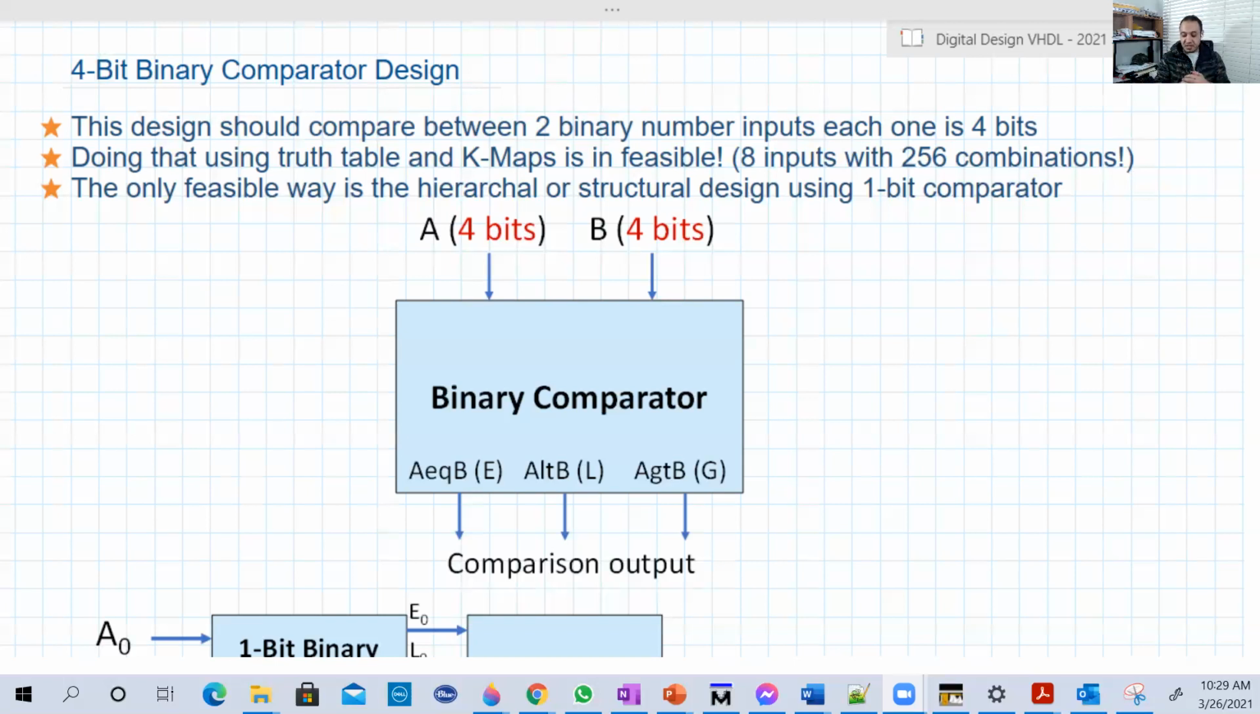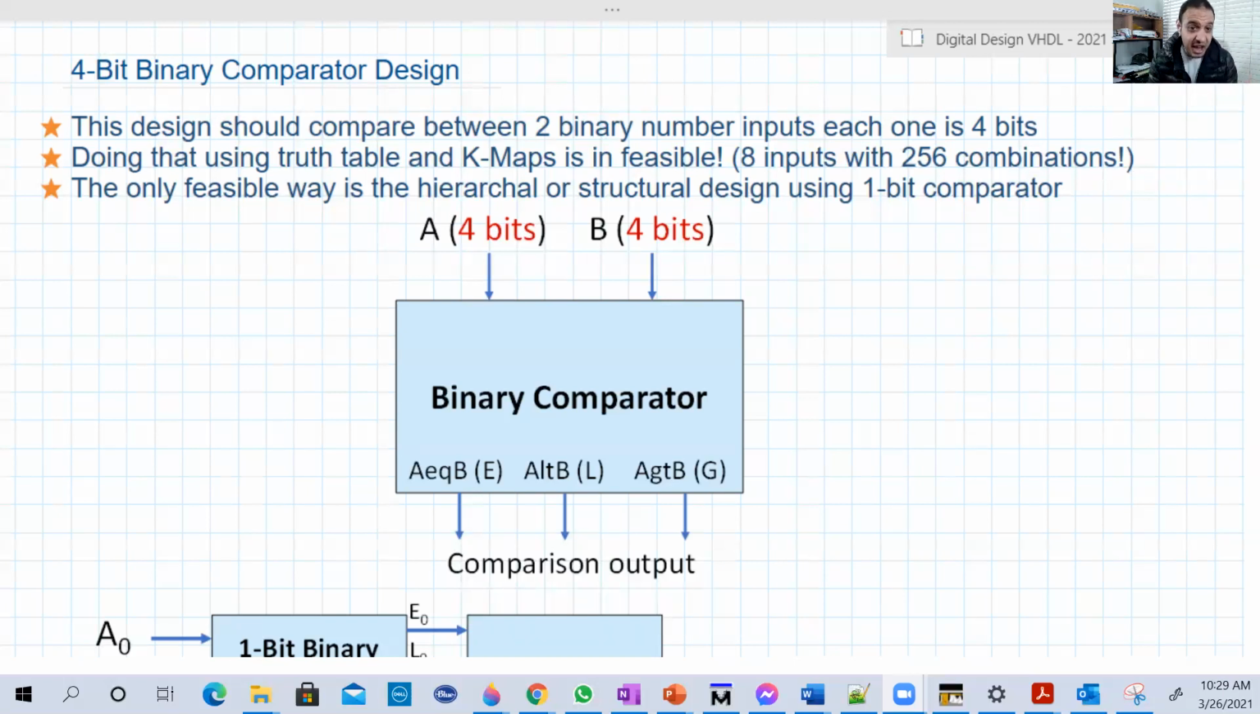Now, if you have more bits in your inputs A and B, so for example, A is 4 bits and B again is 4 bits, how are you going to compare them? We need to build another circuit. But if we think in the same way that we thought about the 1-bit comparator, it will be cumbersome.